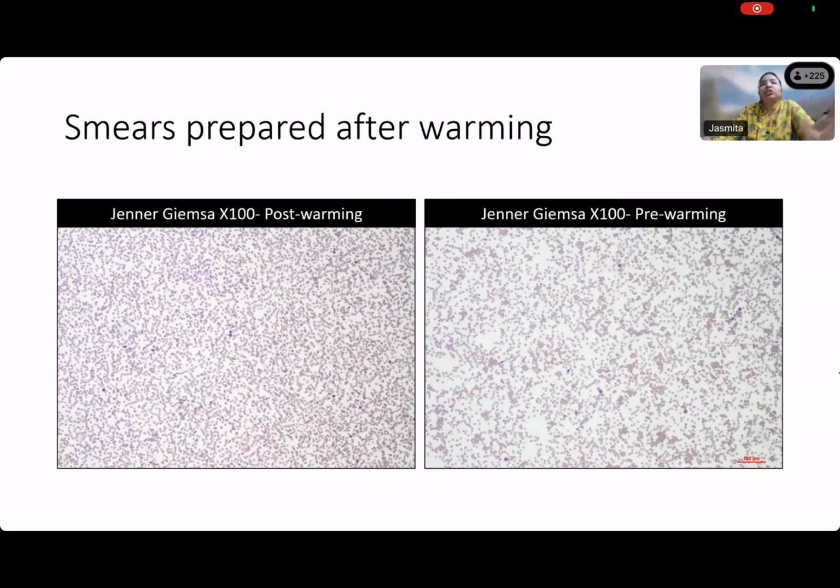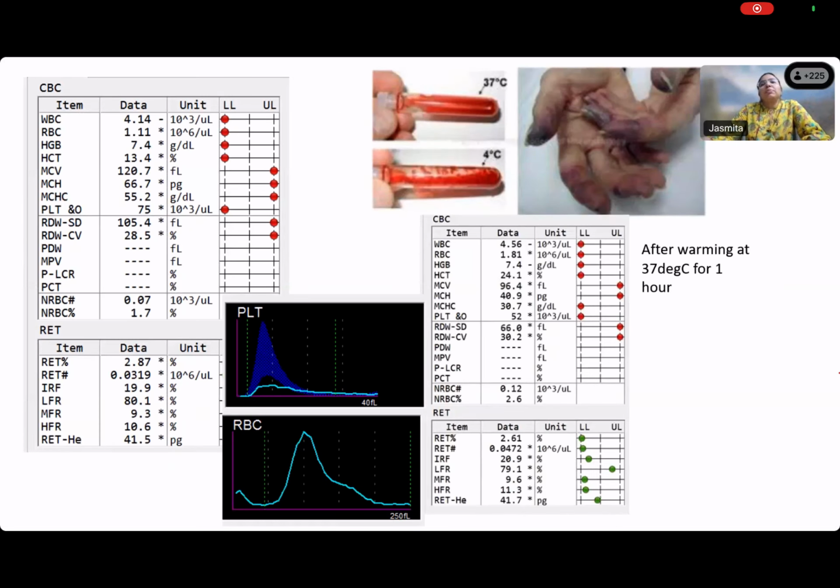So on the left, you can see that the agglutination has resolved post-warming. This is again when the sample was redone after warming. You can see that the MCH and MCHC are correcting, the RBC count has become a little more elevated, and the rule of 3 for hemoglobin and hematocrit is maintained.